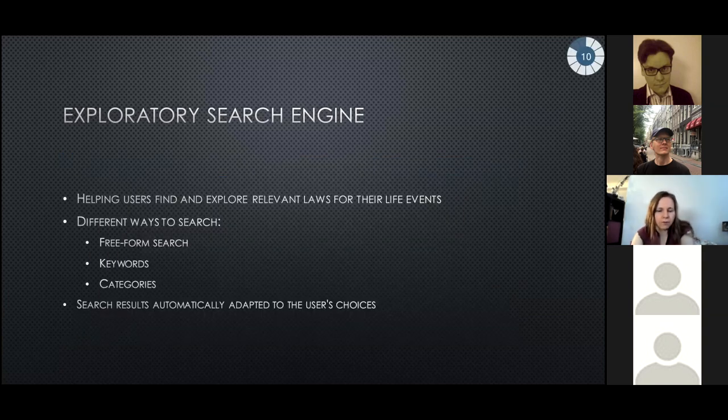Then we have a fourth interface coming soon, which is an exploratory search engine. It's an application that helps users to find and explore relevant laws for their life events. There are different ways to search: freeform search, keyword search, and then you can use categories. The search result will automatically adapt to the user's choices. So in here you can, for example, search if you have a specific life event, let's say retirement or birth of a child or something like that, and you can search for legislation that's related to these cases.